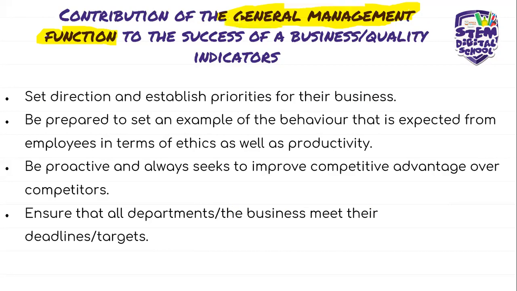So basically here, boys and girls, you also need to set direction and establish priorities for your business. That is what the general management function contributes to the success of the business, or quality indicator. So you must set direction and establish priorities. Priorities are very important.